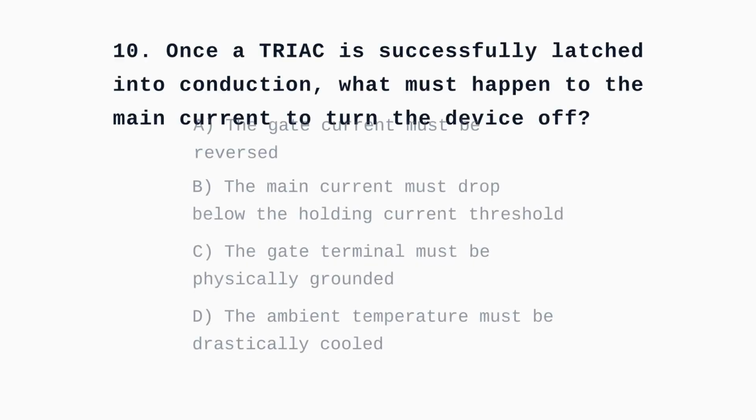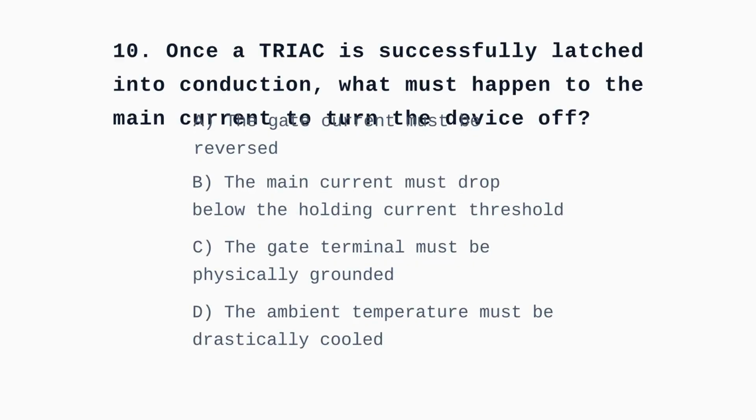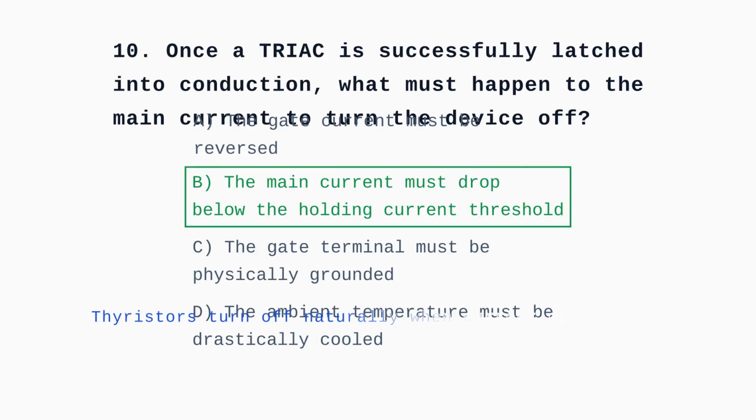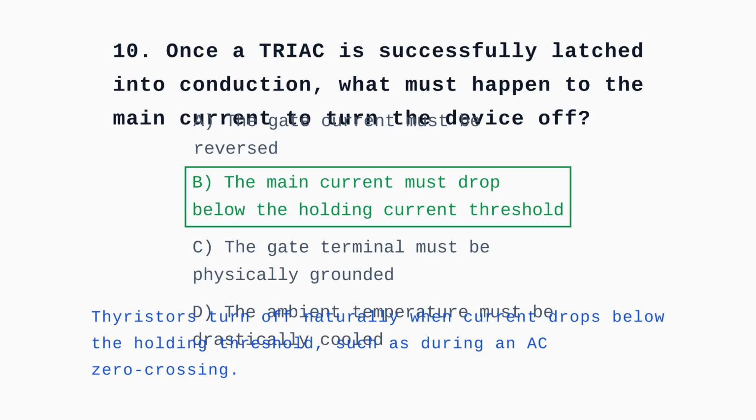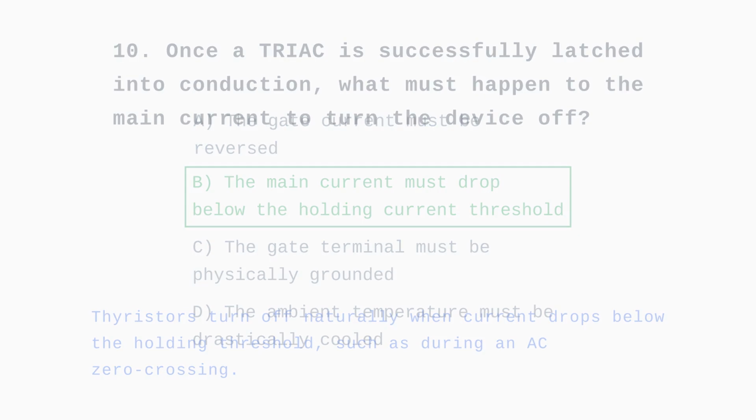Question 10. Once a TRIAC is successfully latched into conduction, what must happen to the main current to turn the device off? Once turned on, the gate loses control. Turn-off only occurs when the main terminal current drops below the minimum holding threshold, typically at an AC zero crossing.